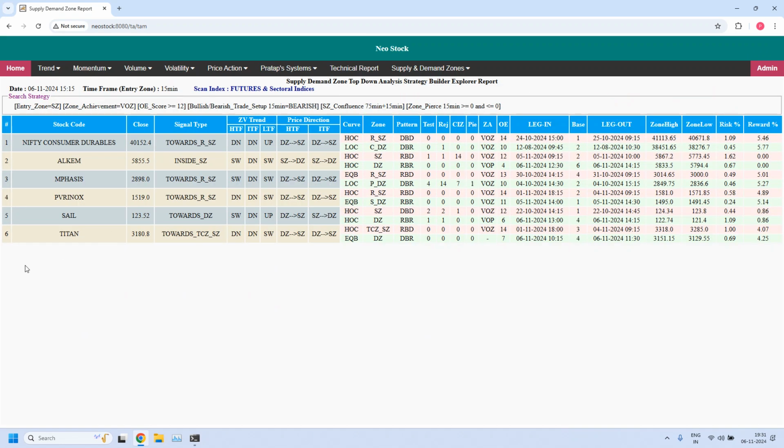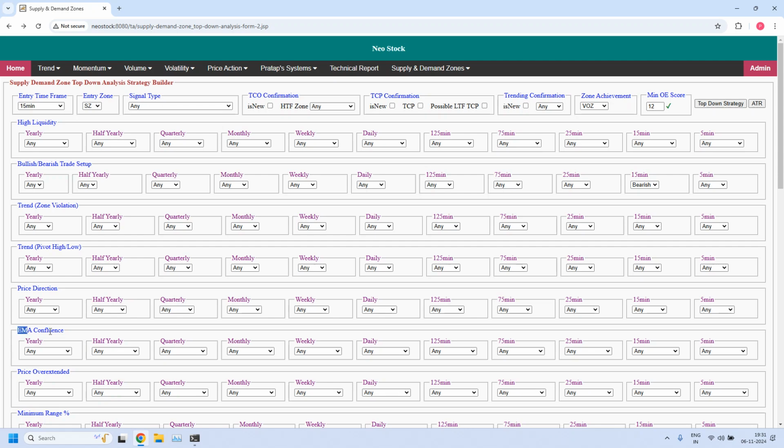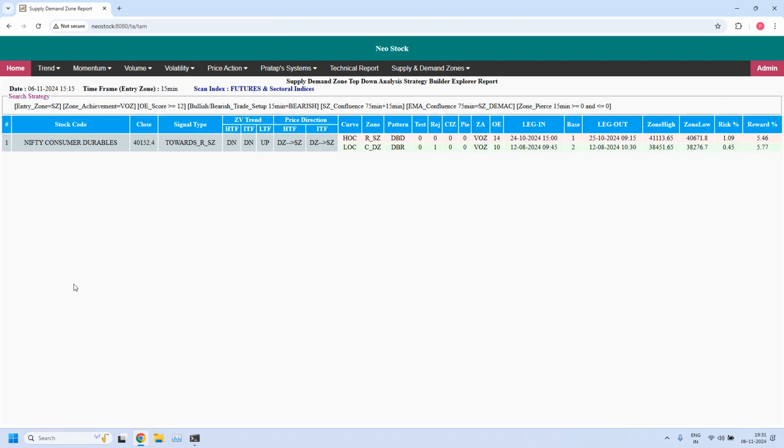In all the 6 stocks, the 15 minutes entry supply zones are part of the 75 minute supply zone, and the 75 minutes trend is a downtrend. And if the 75 minutes zone is having any daily EMA confluence, they are even more high probability setup. Let's verify. In the EMA confluence at 75 minutes time frame, 75 minutes supply zone with daily EMA confluence. Why 75 minutes supply zone? Because the entry time frame 15 minute supply zones are part of the 75 minute supply zone. And we got only 1 stock, and it is an indices not listed in F&O.